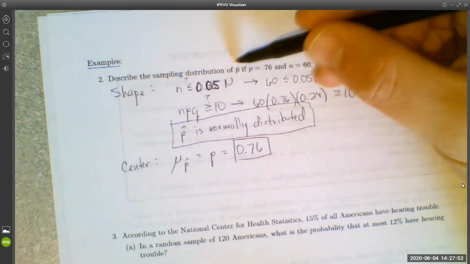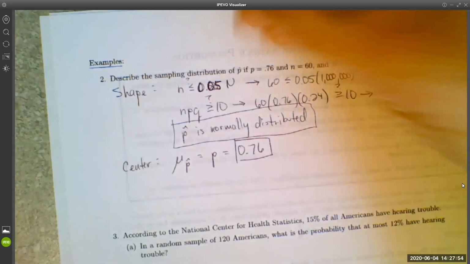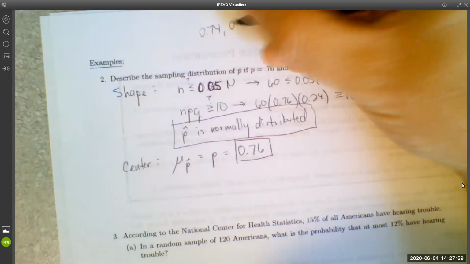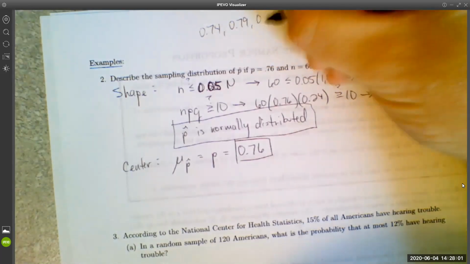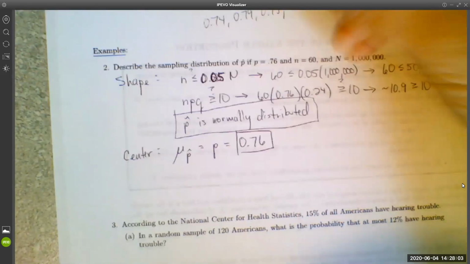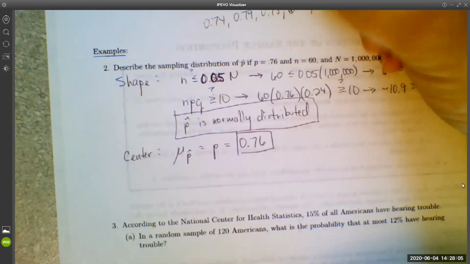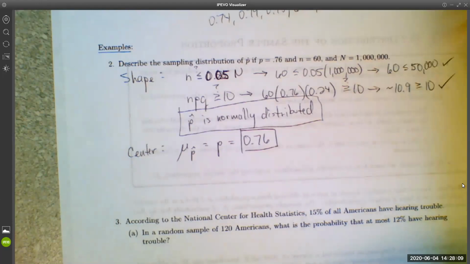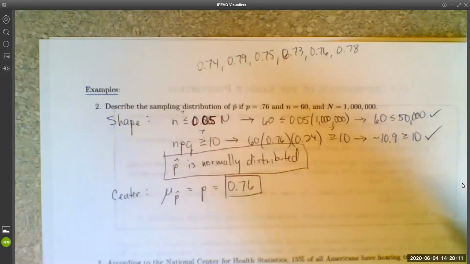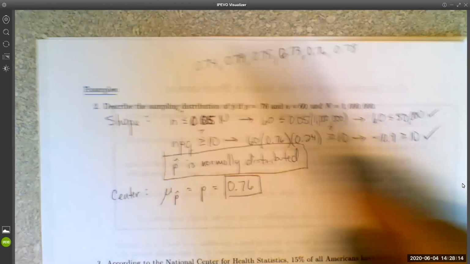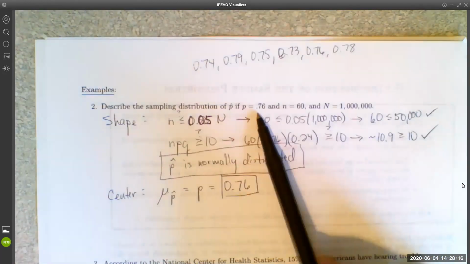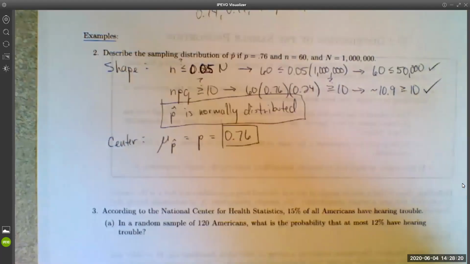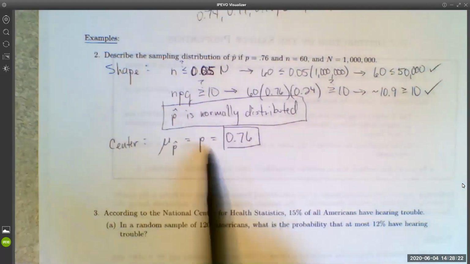So if you looked at the list of sample proportions, you might have gotten 0.74, and then 0.79, and then 0.75, and then 0.73, and then 0.76, and then 0.78, and whatever. If this is your list of sample proportions, and you take the average of these, you're going to get your population proportion, 0.76. So there's the center, and that fact should make some intuitive sense.